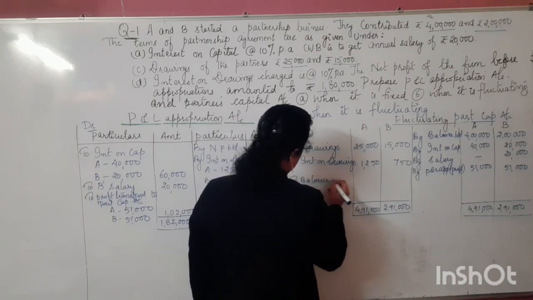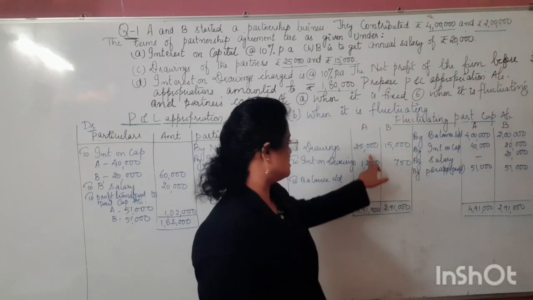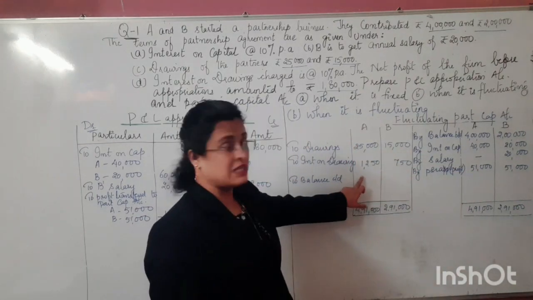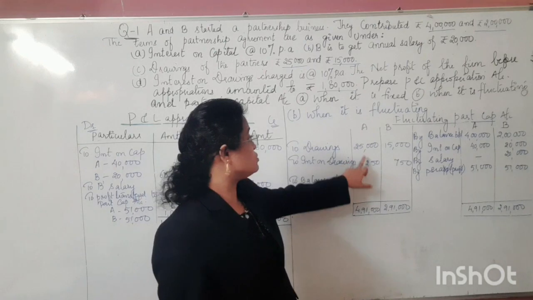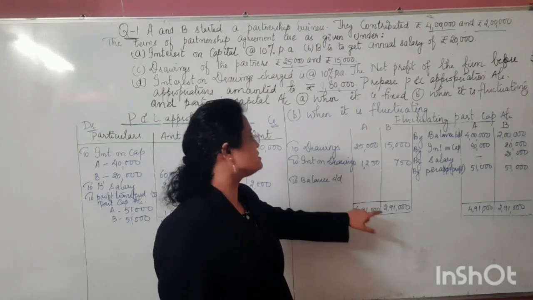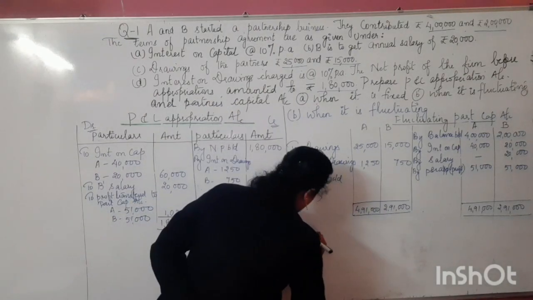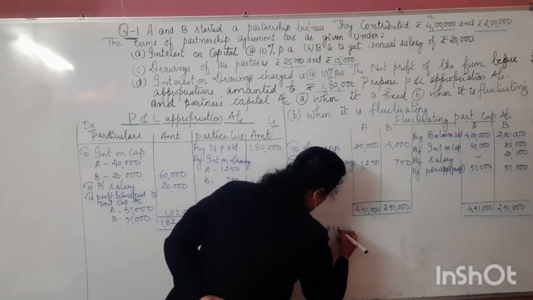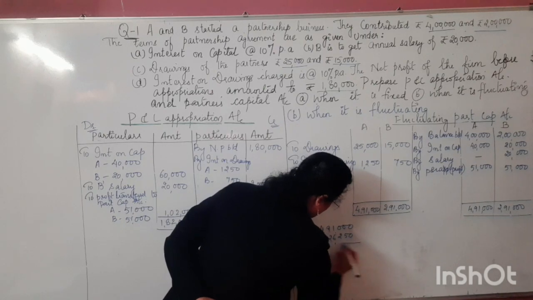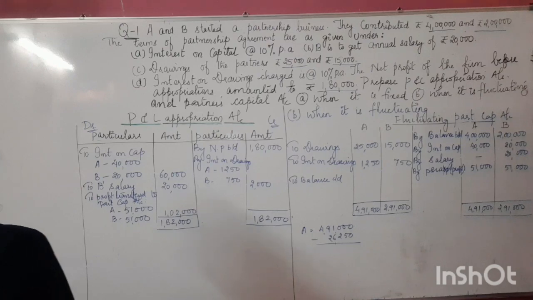Balance carried down. So 4,91,000 minus this debit side A's column total. So what is the total of the debit side A's column? 26,250. So 4,91,000 minus 26,250. So for A, to find out how we will be finding here, 4,91,000 minus 26,250. Okay, so let's balance it and find out how much we will be getting.